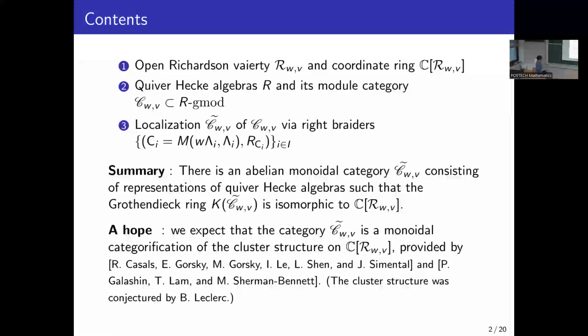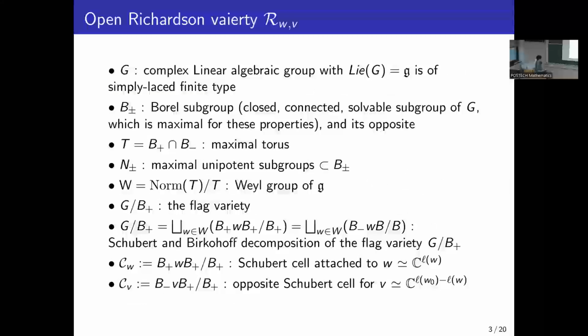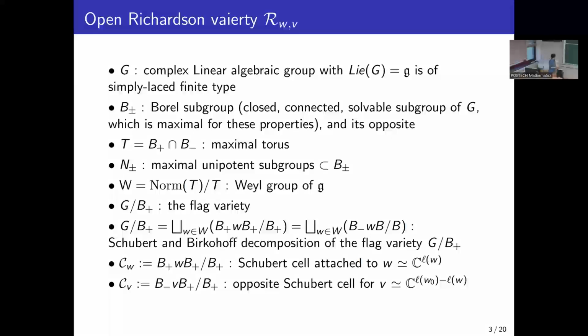So let me start. Let me introduce some notions I need to fix. The first one is G, which denotes a complex linear algebraic group, and our Lie algebra is finite dimensional, of finite type, simple. In examples you should consider SL_n, or GL_n; it's enough to consider GL_n. And let me denote by B plus and B minus the Borel subgroups. In this case B plus is the upper triangular matrices.